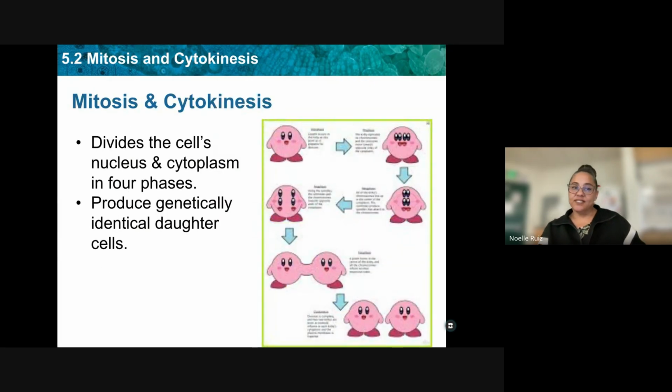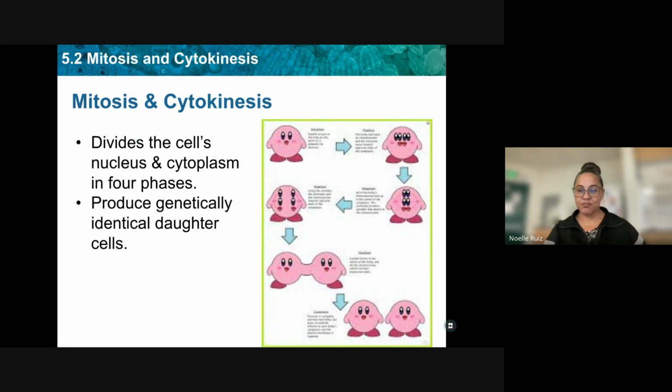Mitosis and cytokinesis divide the cell's nucleus and cytoplasm in 4 phases. And in the end, we end up with genetically identical daughter cells. Like I said, we use the daughter. So these are basically clones.